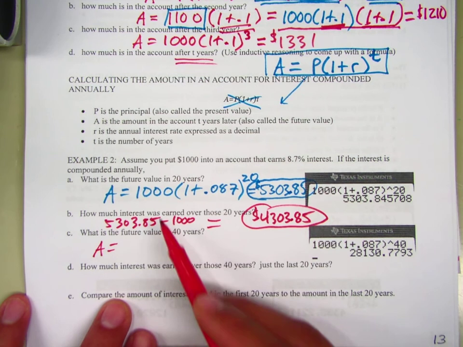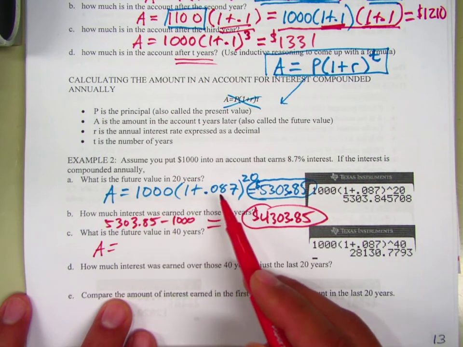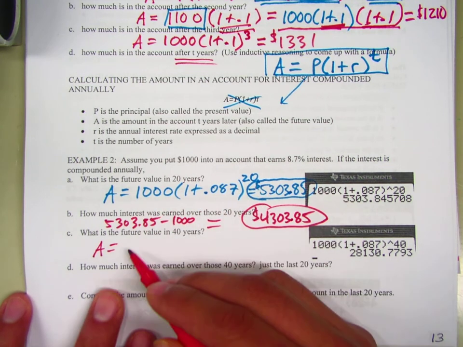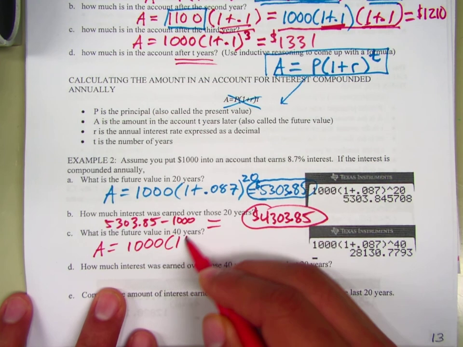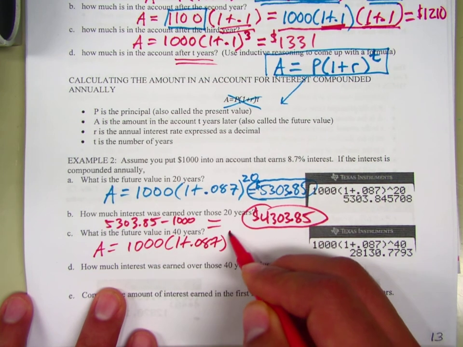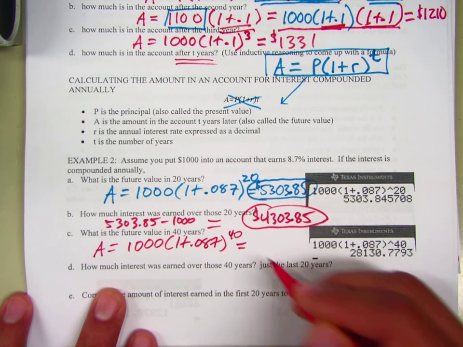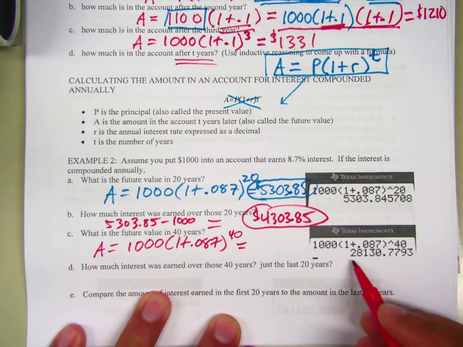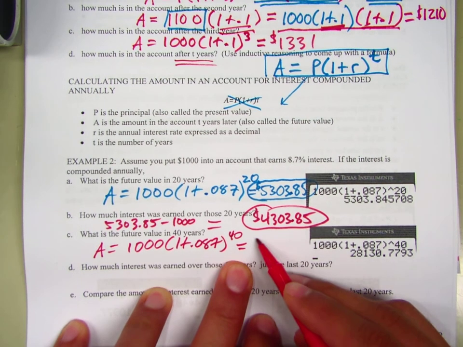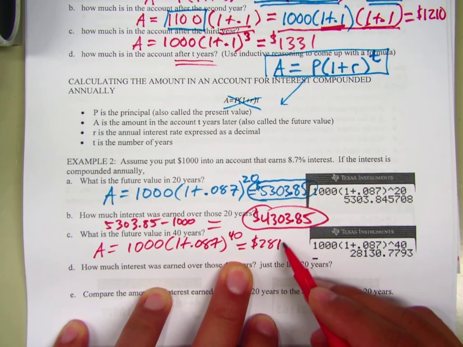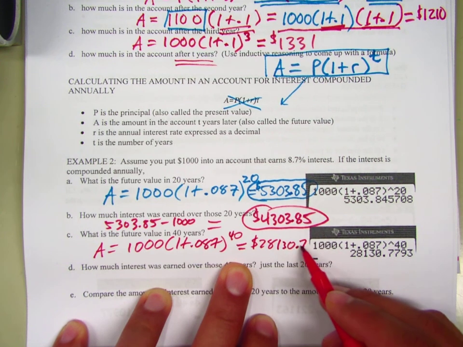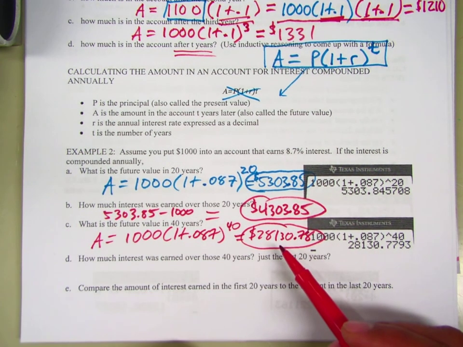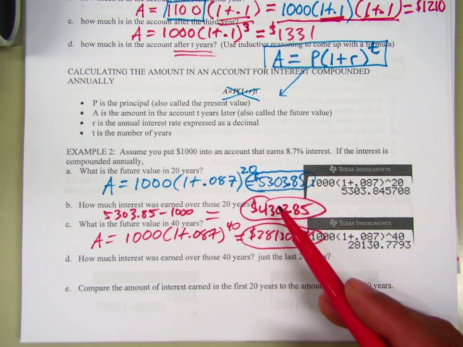So for 40 years, calculation is exactly the same. What's the only difference though? Yeah, this 20 gets changed to 40. And now you're going to start to see that this starts to blow up pretty quickly. Because now we end up with about $28,000, 28,130.78 if we round up. Okay, that's a lot of money compared to just $1,000, right?